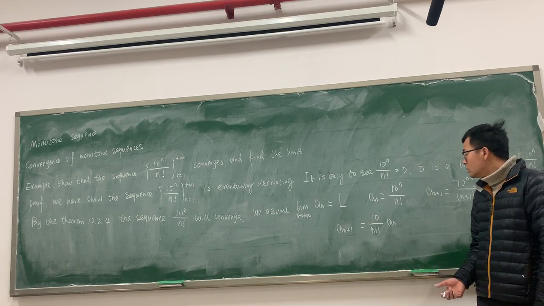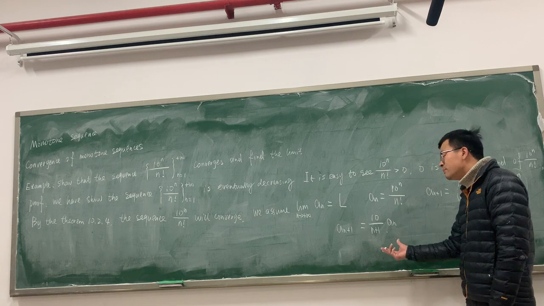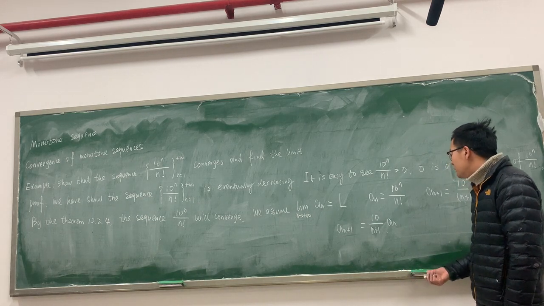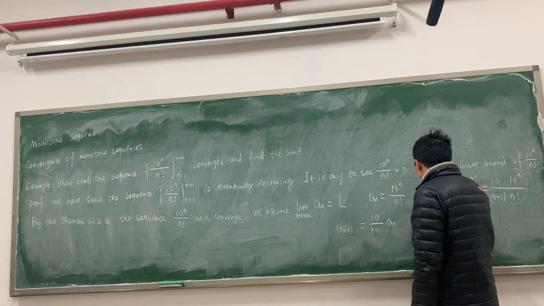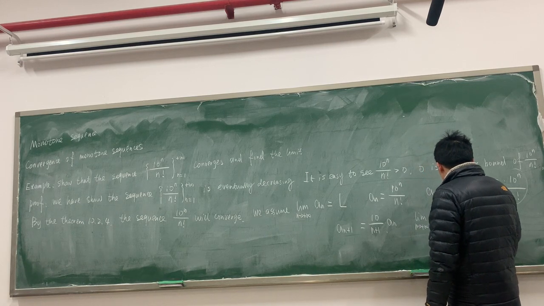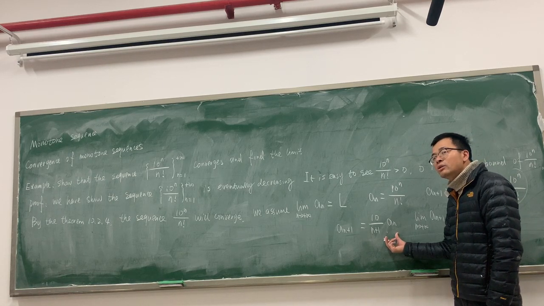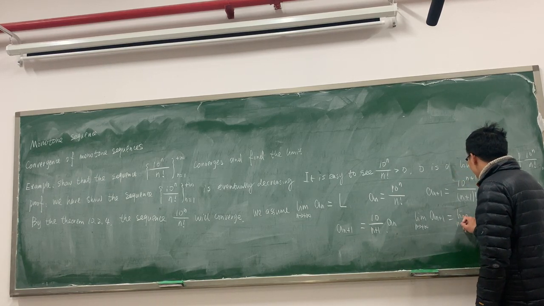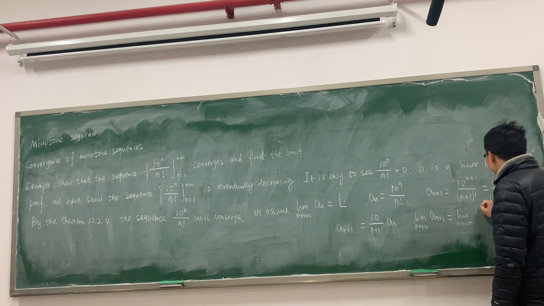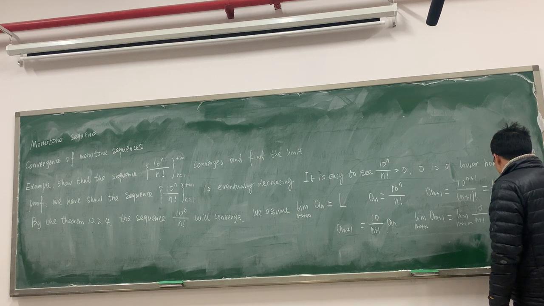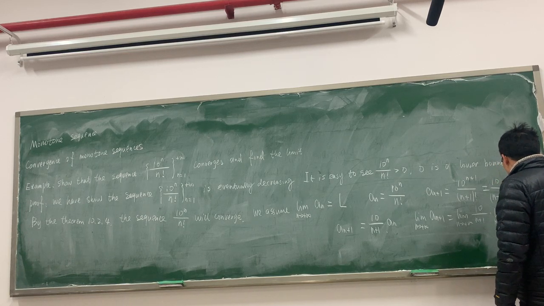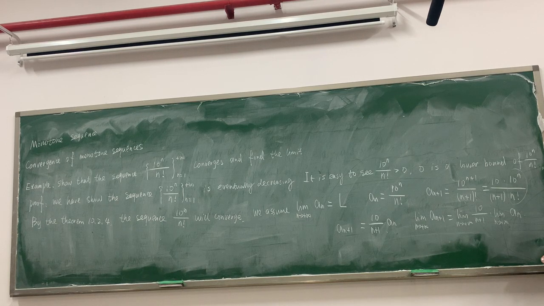Now we take the limit on both sides. The limit as n approaches plus infinity of a_(n+1) equals the limit of a product, and the limit of a product equals the product of the limits. So it is the limit of 10 over (n+1) times the limit of a_n. This limit is L.